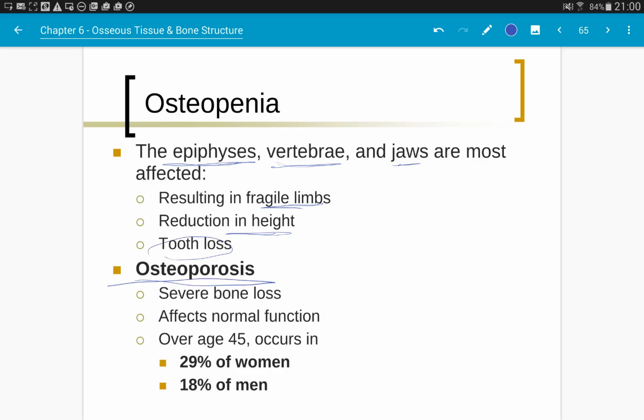Osteoporosis is different. This is more severe, more serious. And this usually affects people over the age of 45. And notice again, the percentage of women is higher than men. We already know why. Remember, estrogen, menopause. There also is lifestyle, whether people are exercising and getting the proper nutrition. We know there are other factors as well.